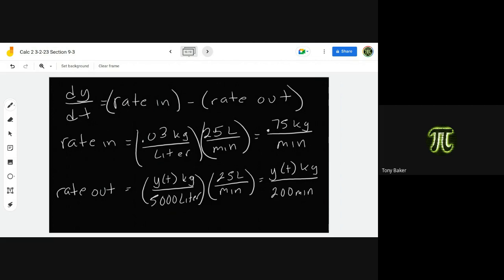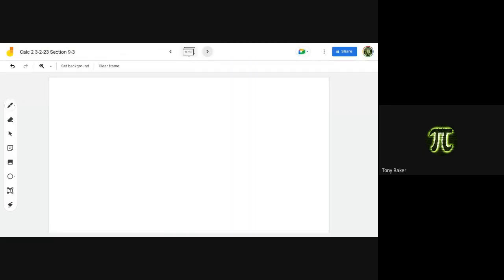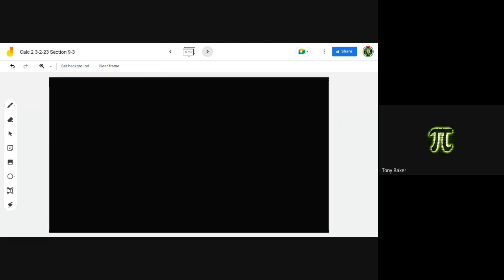So, and then it's coming in, the rate is 25 liters per minute. That's how much it's changing. Okay, so we good to that point? All right. So now we can come up with our, that is going to be my dy over dt. So it's 0.75, right? Minus y of t over 200.